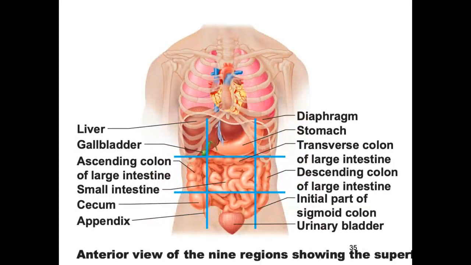And again, the same concept, the organs don't change. So it's that hashtag or the number sign in the middle, and the same organs are located just in 9 different regions.